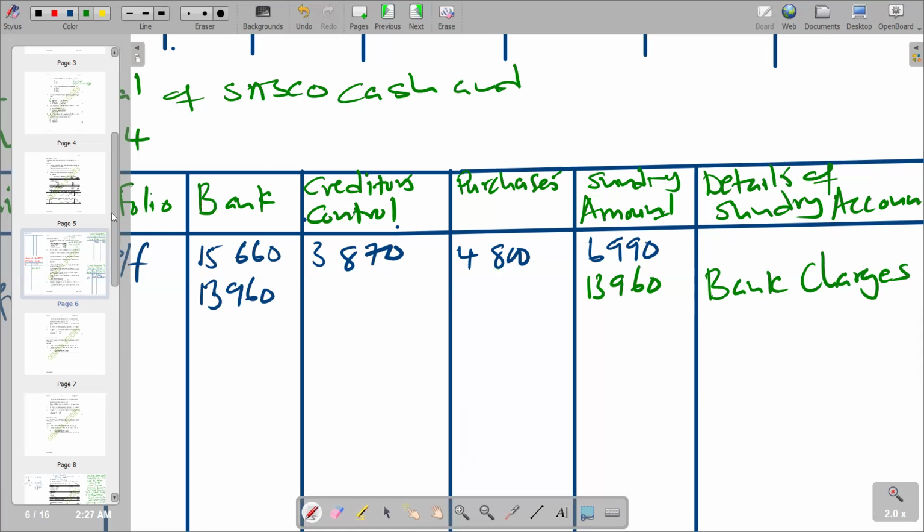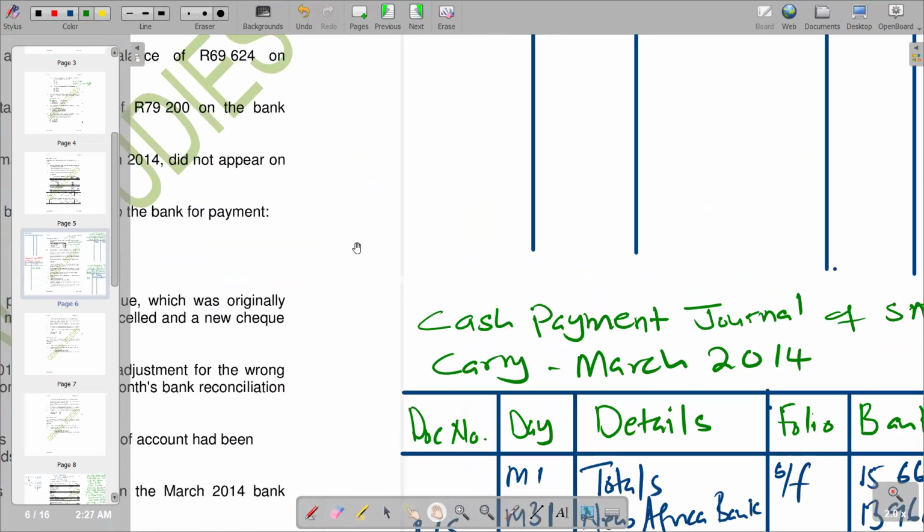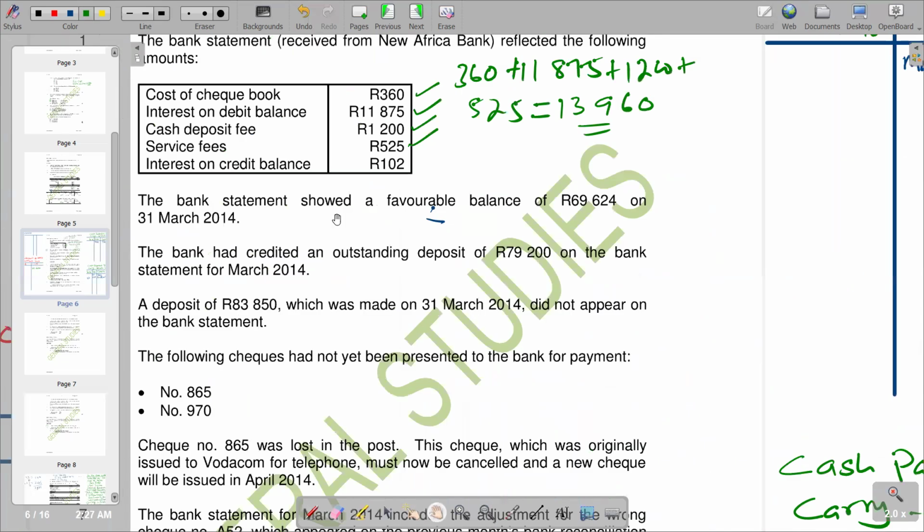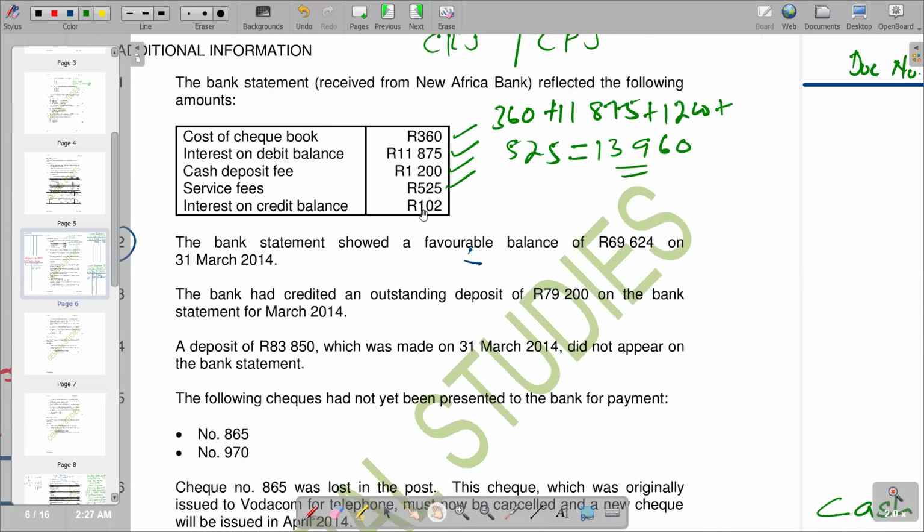But if you go back, you would see that we also have the issue of interest income. Remember, that was the last item on the information that we were given: interest on credit balance, which is 102, which is going to be our interest income or interest received on current account. Since we are receiving it, it appears on the credit side of the bank statement, so we should update it to the debit side of the bank account in our ledger, which is our cash receipt journal.